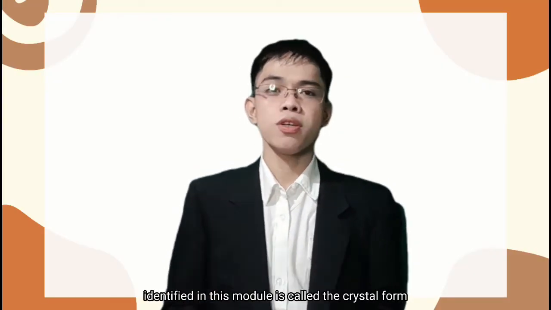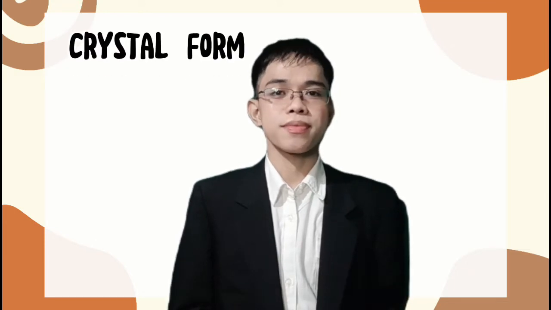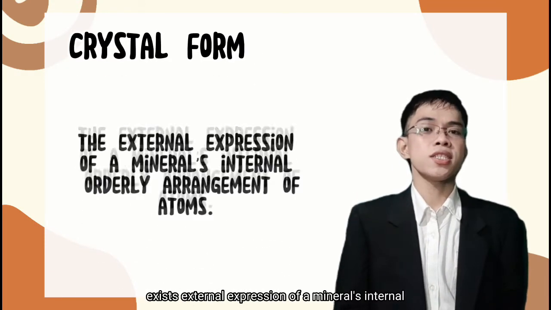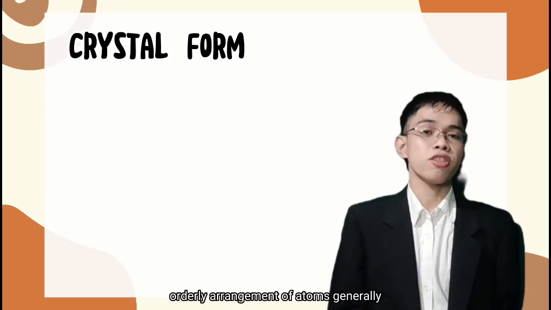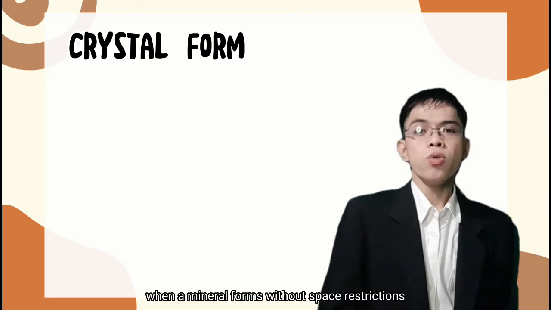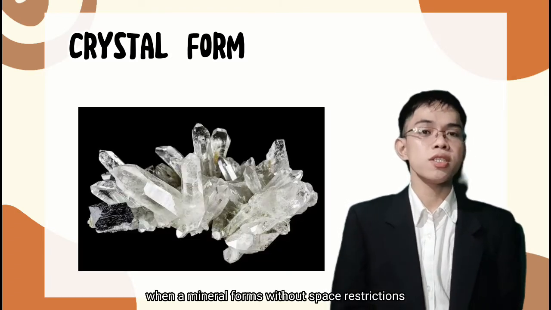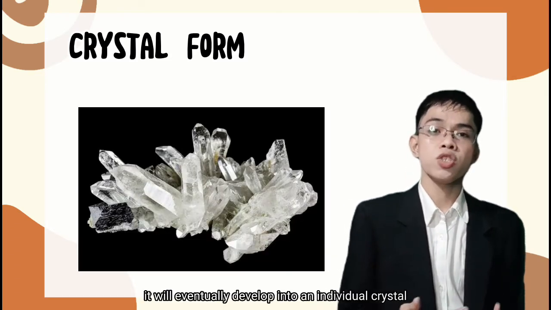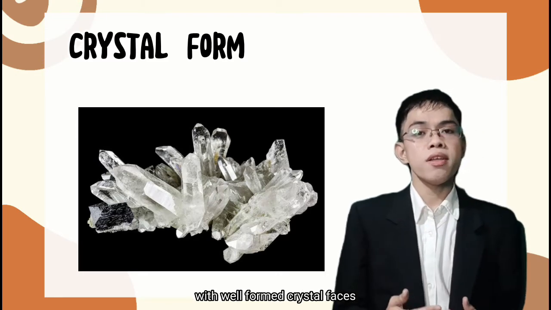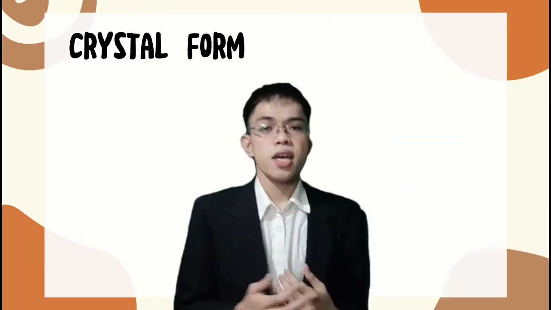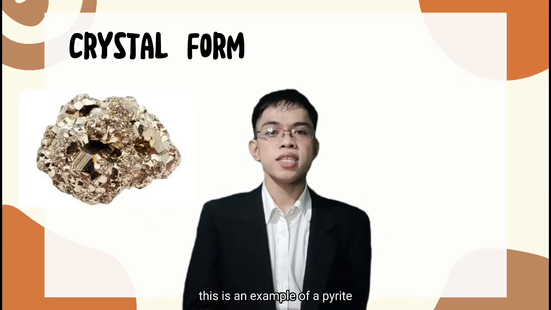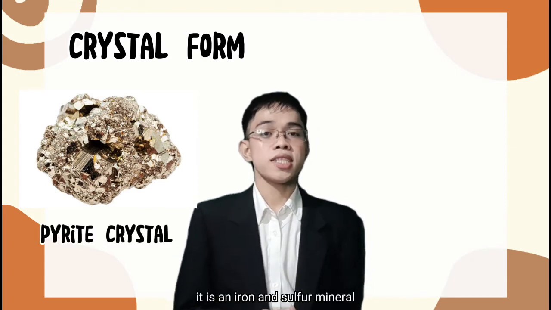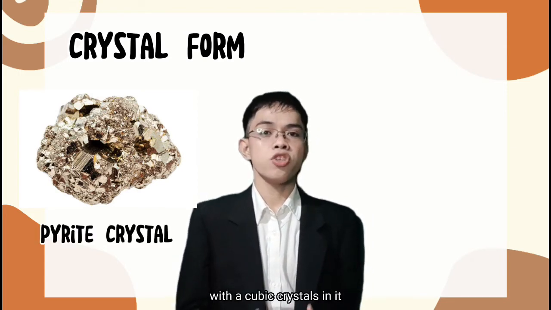The first property of a mineral identified in this module is called the crystal form. Crystal form is the external expression of a mineral's internal orderly arrangement of atoms. Generally, when a mineral forms without space restrictions, it will eventually develop into an individual crystal with well-formed crystal faces. As shown here in the first picture, this is an example of pyrite. It is an iron and sulfur mineral with cubic crystals.